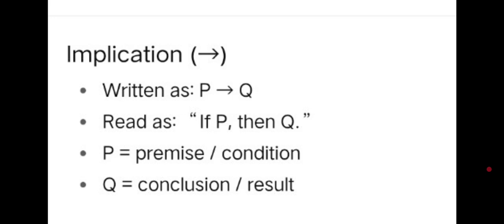The next connective is implication. So we can write as P implies Q. This arrow is the symbol for implication. So we can read it as if P then Q. So we have to read the connective as if P then Q. So P is the condition and Q is the result. Okay. So the first statement is the condition and the second statement is the result.